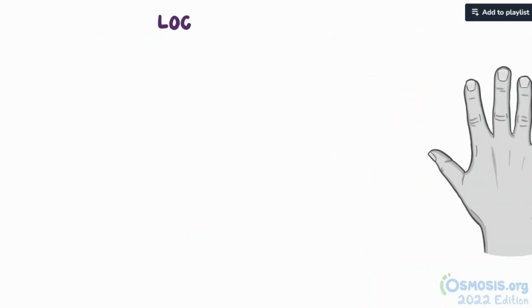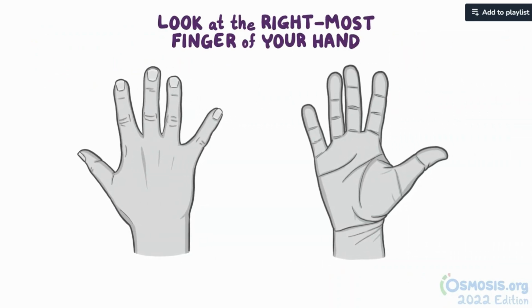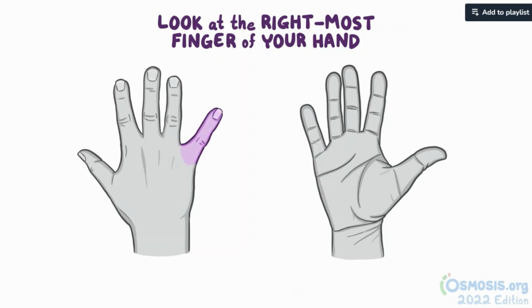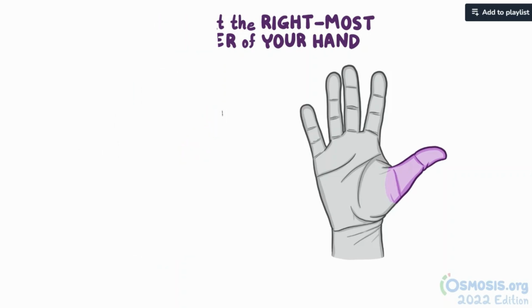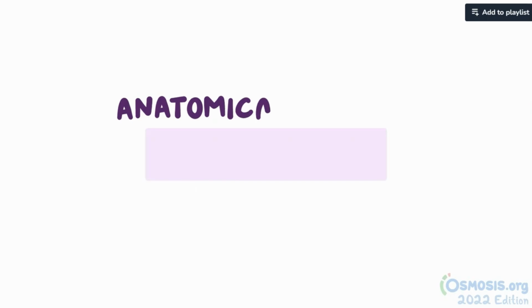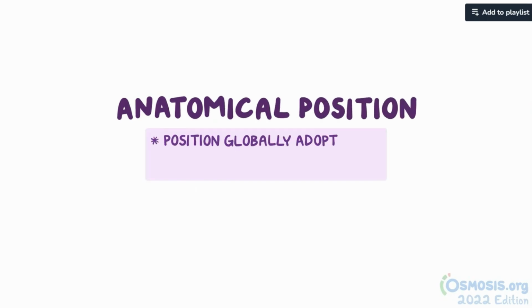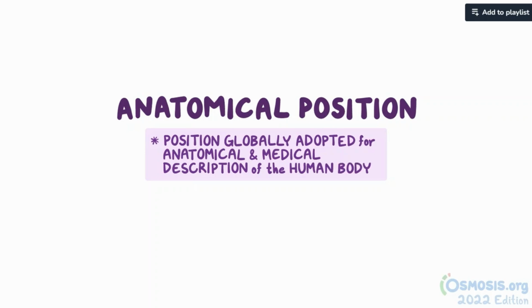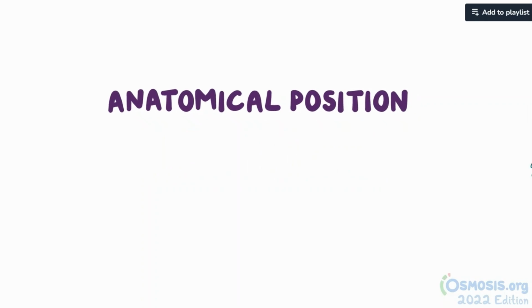If I tell you to look at the rightmost finger of your hand, which one will it be? Your pinky? Your thumb? It will depend on the position of your hand and whether you're looking at the back or the palm. This is why all anatomical descriptions are expressed in relation to one consistent position to eliminate any ambiguity. Anatomical position is the position that is globally adopted for anatomical and medical descriptions of the human body.